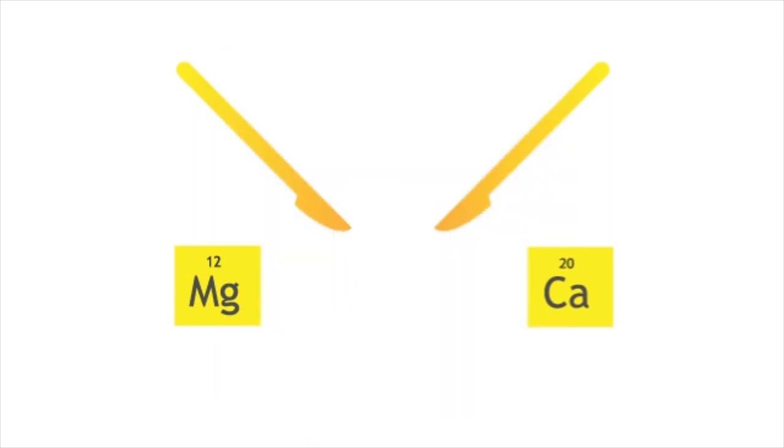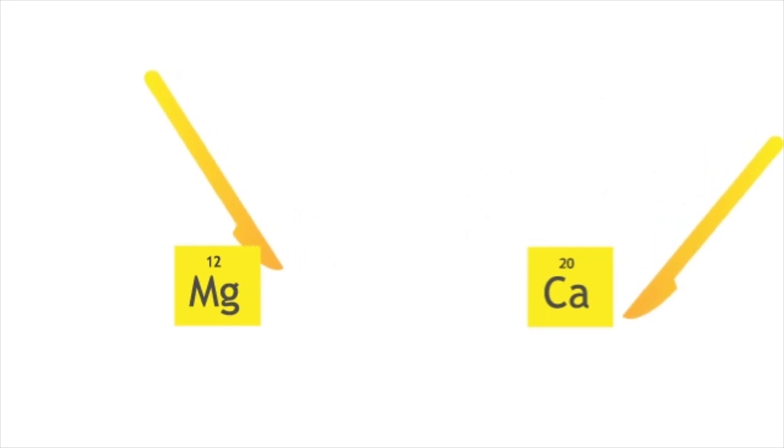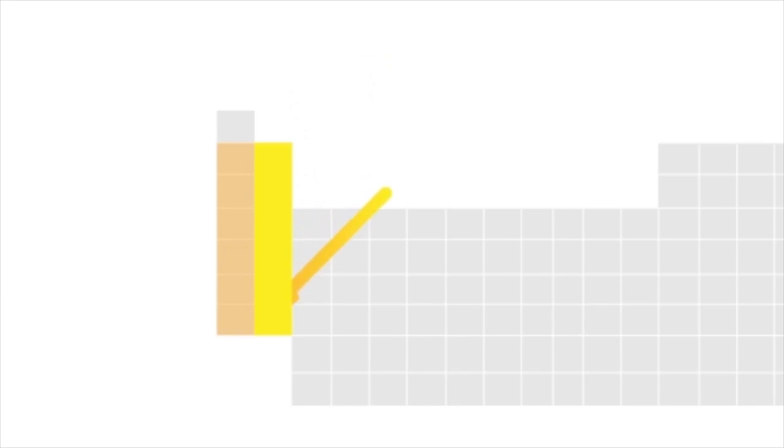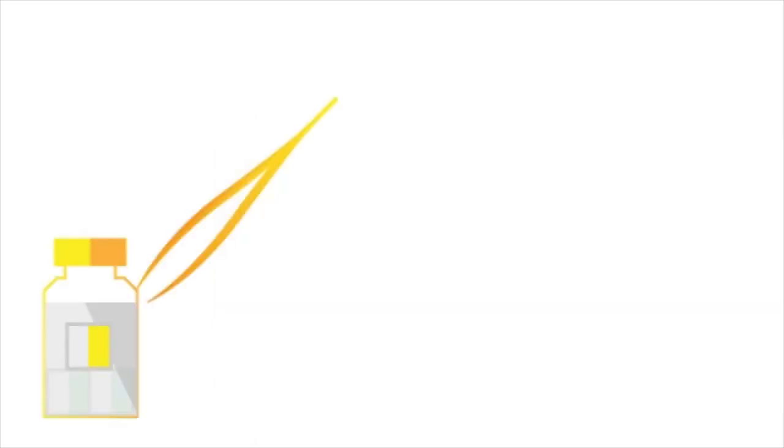Calcium is softer than magnesium. Moving down the group, the metals become softer. Overall, though, these metals are harder than the alkali metals. Calcium is also shiny and silver.